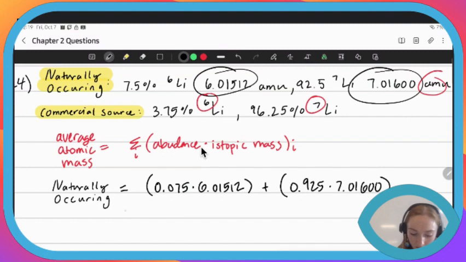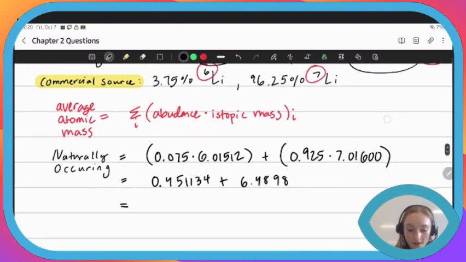Then we multiply and add those two. I already solved this out, so it's quicker to write down. The first term is 0.451134 plus 6.4898.